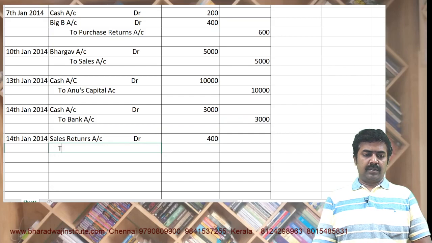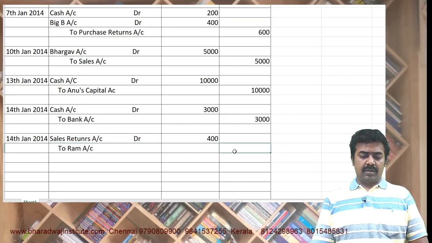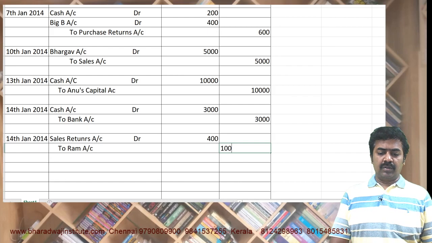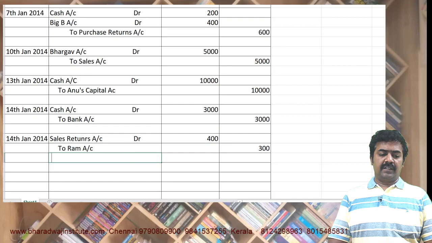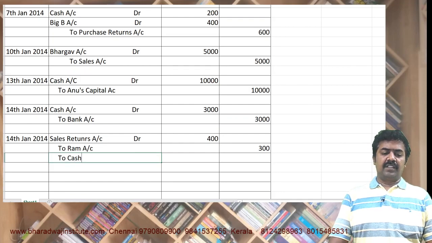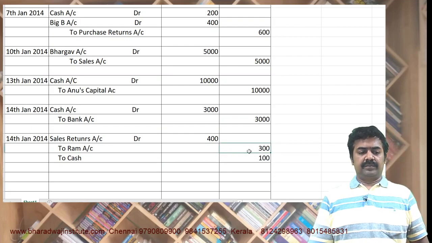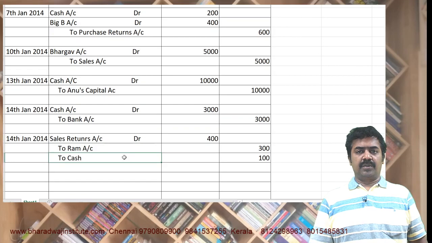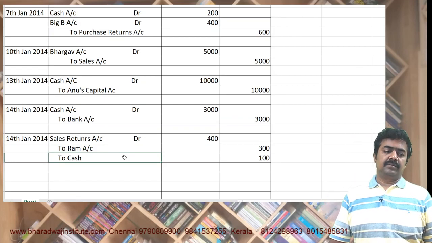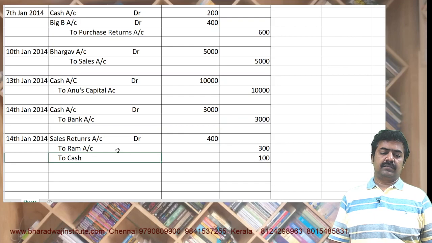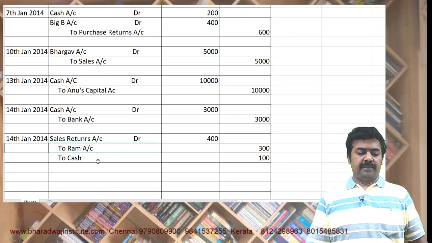To which account? To Ram account, how much? 300. Others 100 to cash. Others means who purchased for cash, 100. So debit what comes in? Okay. To Ram account, to cash account. Ram is giving the goods back. Ram account, credit. Okay, to cash.